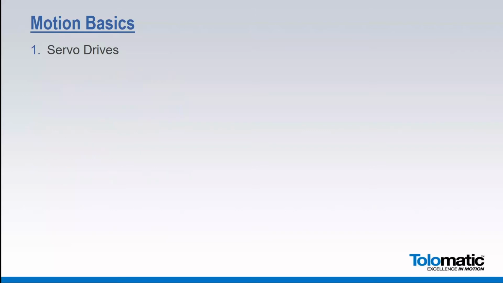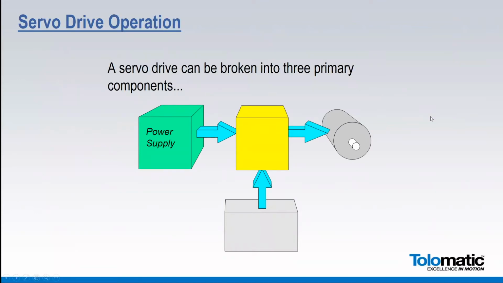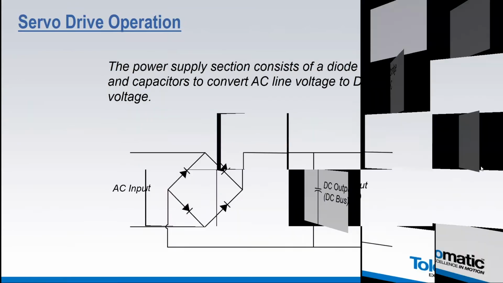So first we'll talk about servo drives. What I do is I break servo drives into three subsections: the power supply, the output section, and the control loops. First I'm going to focus on the power supply section, and we'll build on this to help you understand the differences in applying different servo drives to automation systems. So first we'll look at the power supply.